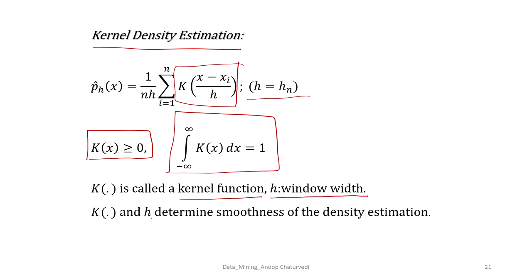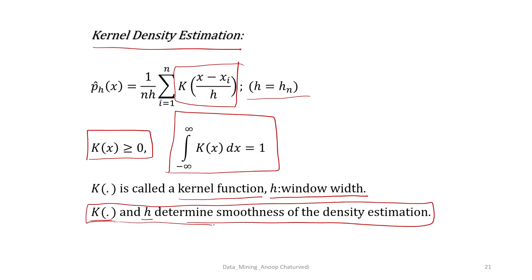These two values, the kernel function and the window width, determine the smoothness of the density function, how smooth your density function is. Say, if you take the kernel function as the indicator function, then your density is not at all smooth. If your window width h is small, then your kernel density estimator is more smooth.